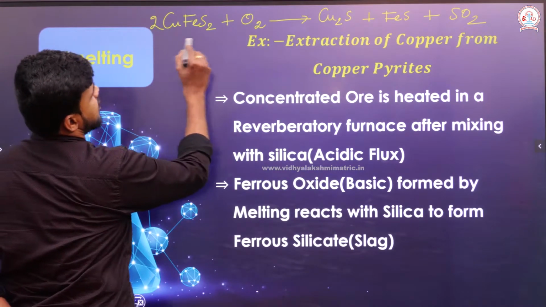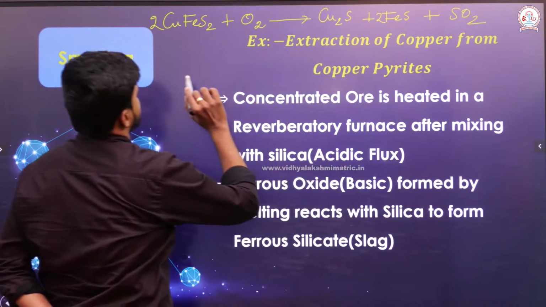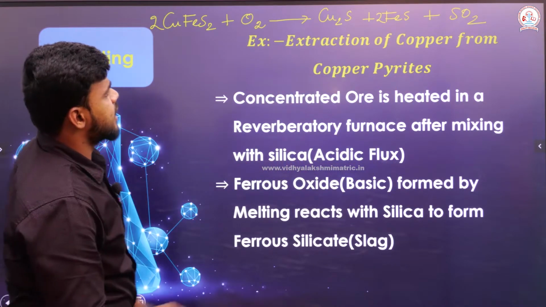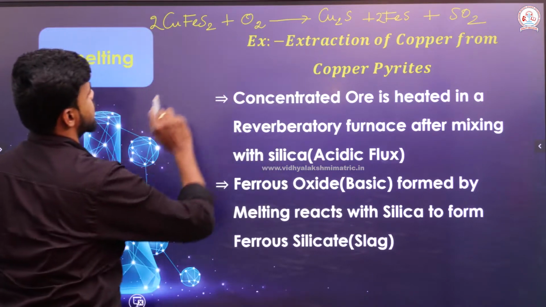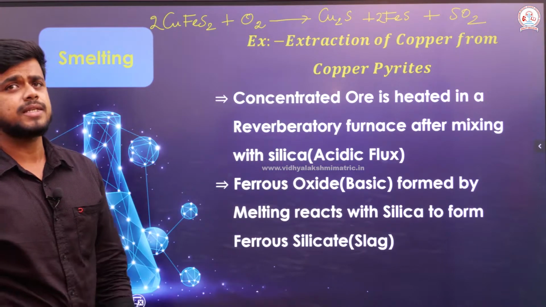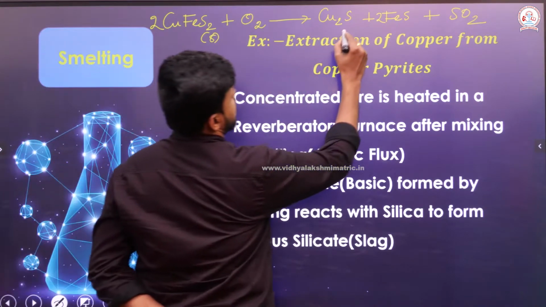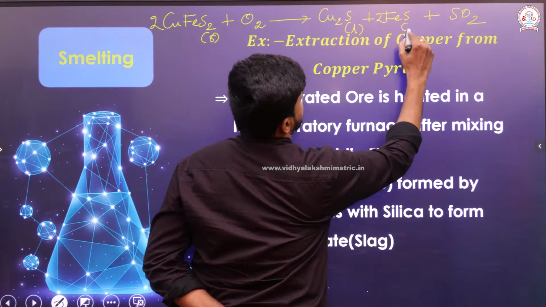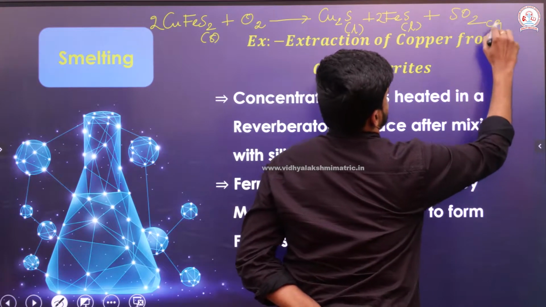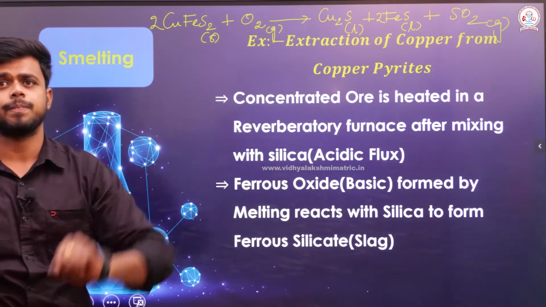To balance it, let me just mention it as S. Here it is 2, there it is 1, right. So oxygen I need to count. So 2 oxygen is there, here also it is 2, sulfur 4, copper 2, iron 2, everything is balanced, right. Here, which is taken in the form of a solid, here will be depositing as a liquid, here it is as a gas. Oxygen naturally will be a gas. This is the first step.